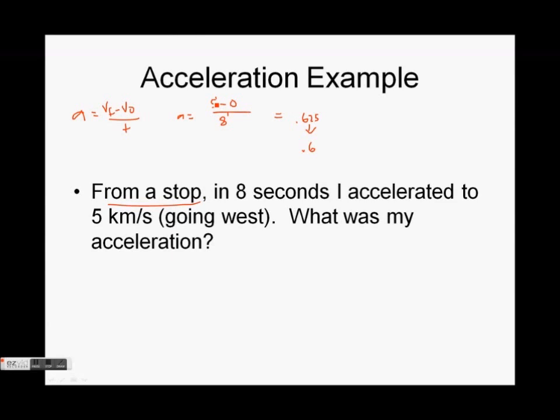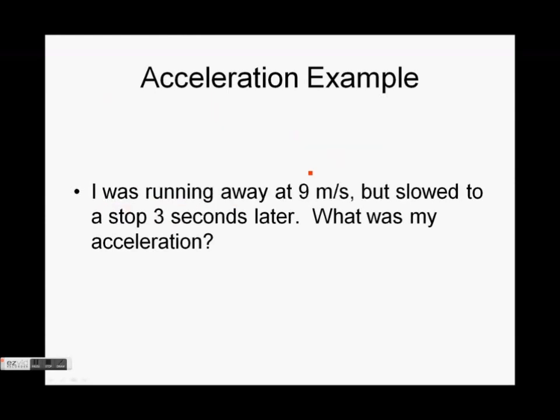Now I need to make sure I have a unit label. The 5 was in kilometers per second. The 8 was in seconds, so I have kilometers per second squared. Or again, if you wanted to do kilometers per second per second, that would be fine too. Alright, can I circle my answer? Not quite yet, because I have to have a direction, and it looks like west is my direction. Now I circle it, and I'm done. 0.6 kilometers per second squared west. So every second, he was getting 0.6 kilometers per second faster, going west.